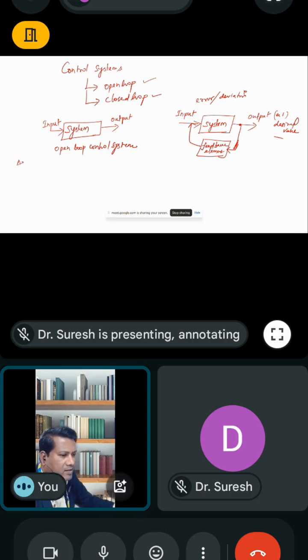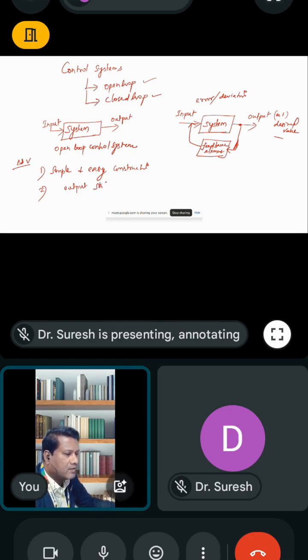The advantages of open loop control system: very simple and easy in construction, and the system output is always stable. Then in closed loop control system, the advantage is accuracy. So we can control the system output accurately.